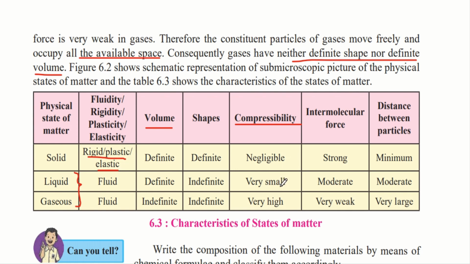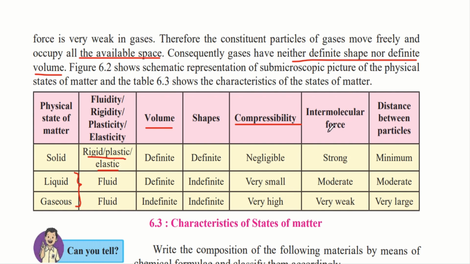Liquids have a very small amount of compressibility because the amount of space present between each and every particle is little. Therefore, only a certain amount of compressibility is present. Whereas gases have very high compressibility because they have a lot of space between each and every particle. Therefore, they can be easily compressed.